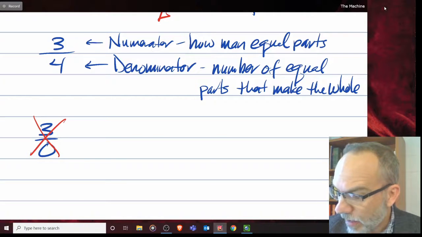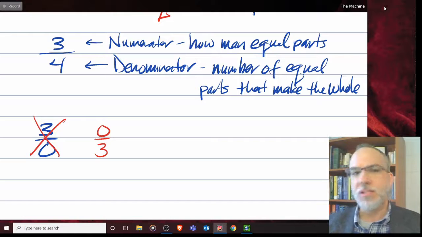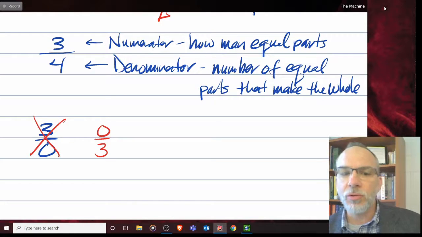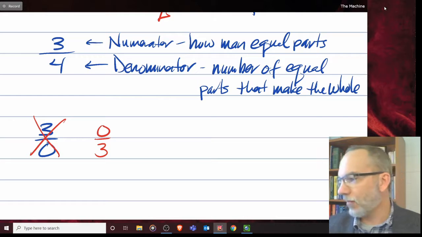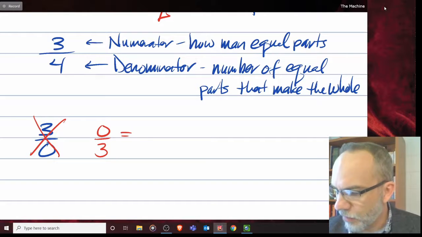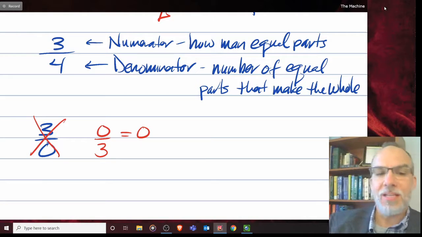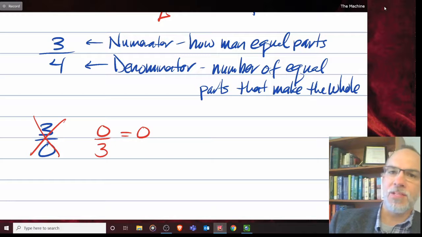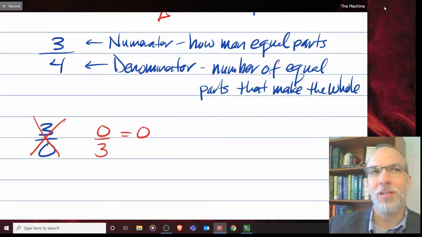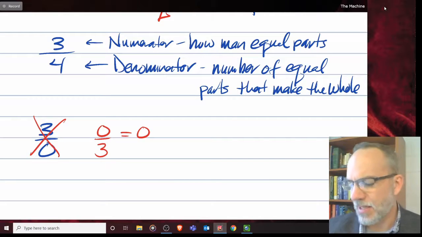But this is allowed. You could have 0 on the top and a 3 in the bottom. Okay, 0 parts that I have out of 3 parts total. I could go back to my little fraction pieces and just take all of the orange ones away. Like how many do I have now? 0. That's fine. 0 out of 3 is 0. So that's allowed, but your denominator can't be 0 because it tells you the number of equal parts that make up the whole. If you don't have any equal parts of the whole, you've got nothing to begin with. So it doesn't make any sense.